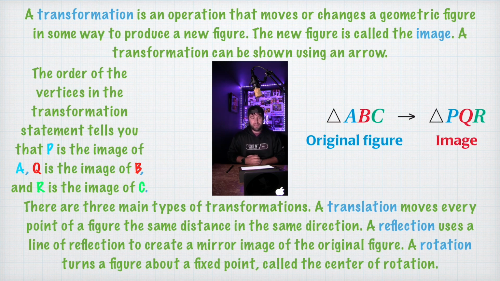There are three main types of transformations. A translation moves every point of the figure the same distance in the same direction. A reflection uses a line of reflection to create a mirrored image of the original figure. And a rotation turns a figure about a fixed point called the center of rotation. So let's go ahead and keep going.